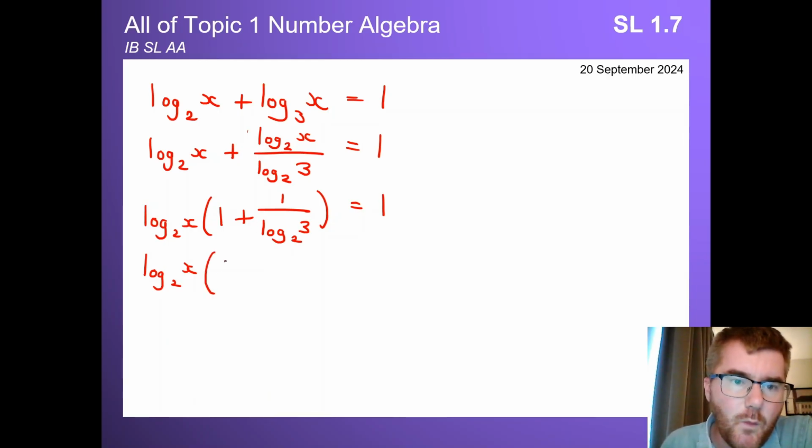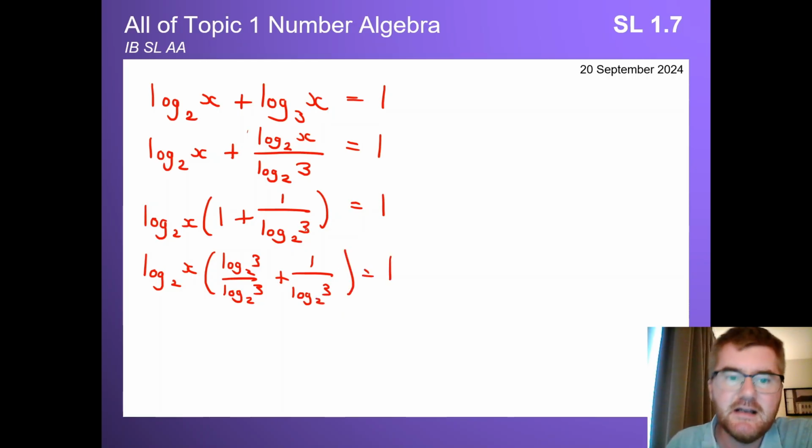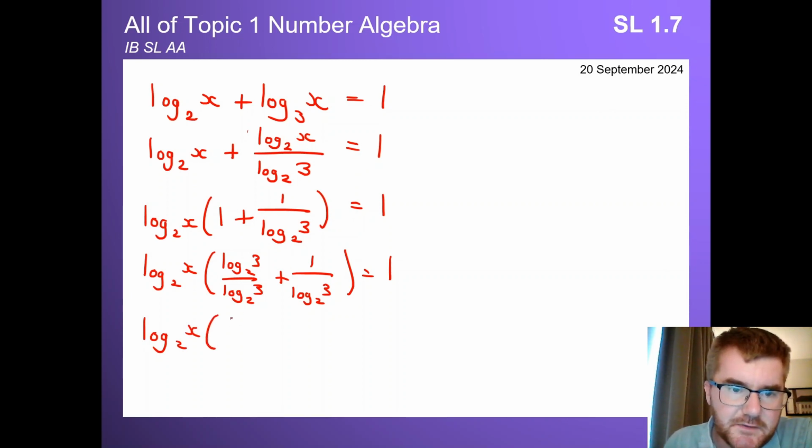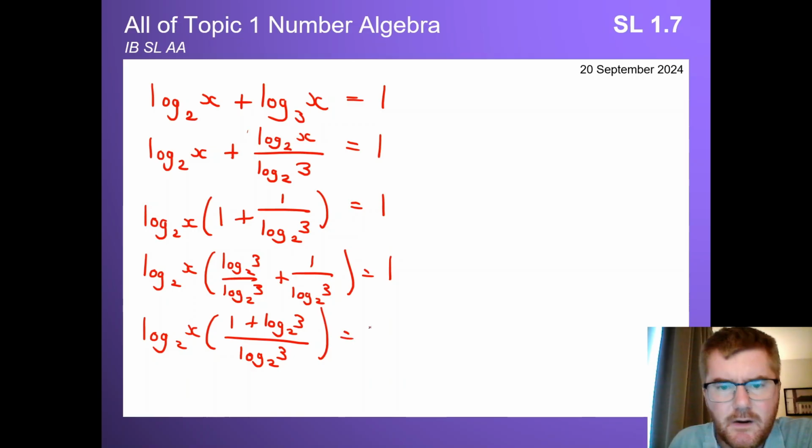So I'm going to rewrite 1 here as just log 3 base 2 over log 3 base 2. So the same thing top and bottom. Again, this is a trick that you often see in algebra generally speaking. And that means I can just add the tops. So I get 1 plus log 3 base 2 over log 3 base 2 is equal to 1.